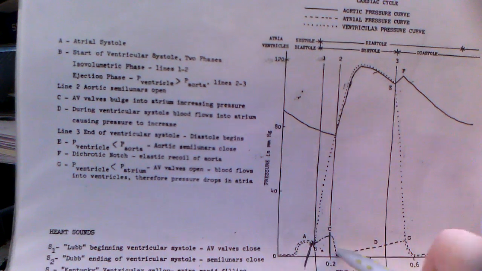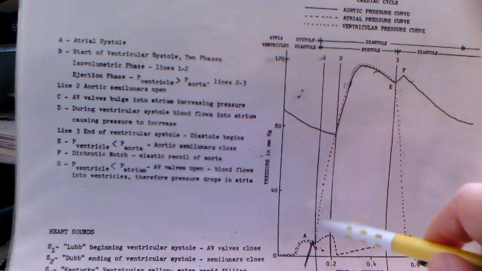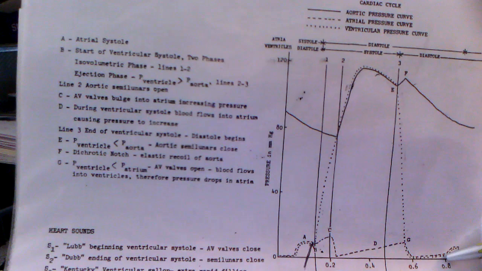These are the three rings of the cardiac cycle, and this is the way that they work together with the pressures.